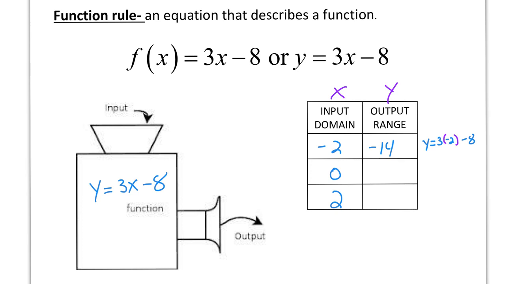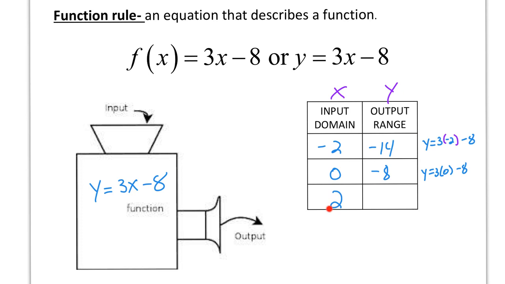So you do the work here, you substitute. Y equals 3 times 0 minus 8. You do the math, and that's going to be -8. So what it means, you substitute, you input a 0, and you get out a -8. You input a 0 into the X, and you get out a Y for -8.